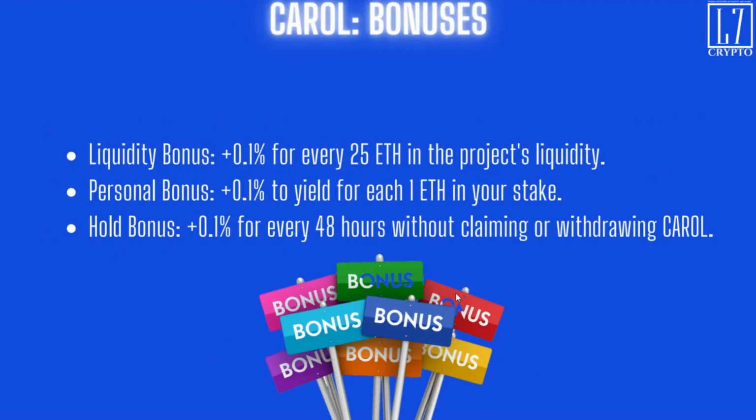The bonuses. Now, there are liquidity bonuses, as we saw on the right side for Carol. You have the liquidity bonus, which is 0.01 for every 25 ETH that the project receives. So as it grows, you're going to receive more bonus. Then there's the personal bonus of 0.1 to yield for each 1 ETH in your stake. I don't know how it's going. So that means you've got to at least have $1,300 give or take in there. Then you'll start growing there. Then the hold bonus. So you get 0.1% for every 48 hours without claiming or withdrawing Carol.